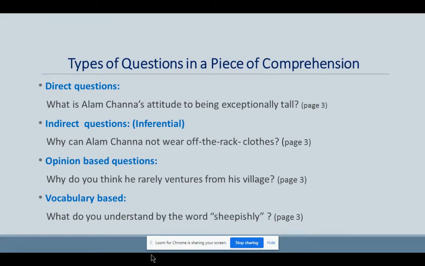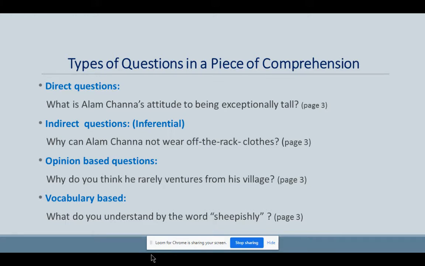If you recall our previous Loom video and Meet session, we talked about different types of questions given in a comprehension. There are 4: direct questions, indirect questions or inferential questions, opinion-based questions, and vocabulary-based questions.